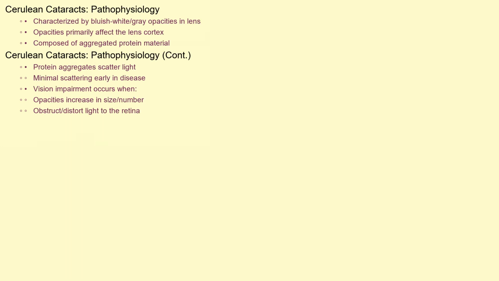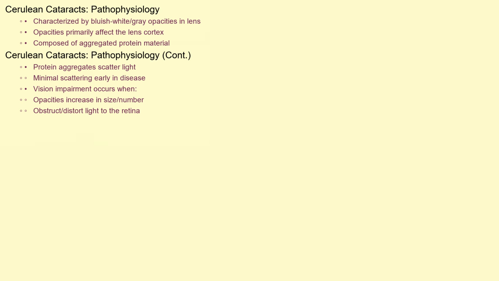Pathophysiologically, cerulean cataracts are characterized by the presence of numerous small, bluish-white or bluish-gray opacities dispersed throughout the lens. These opacities primarily affect the lens cortex, the outer layer of the lens. They are composed of aggregated protein material.